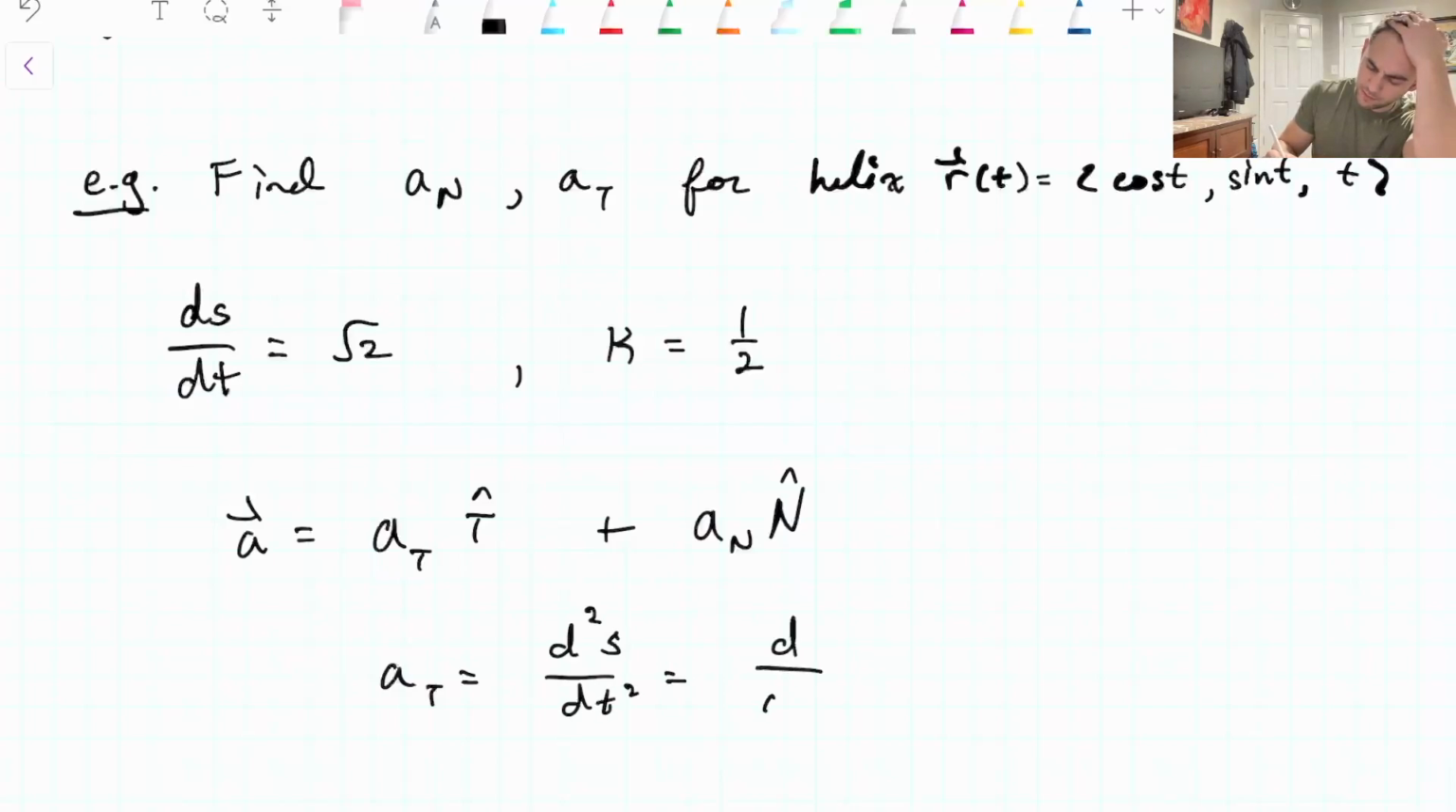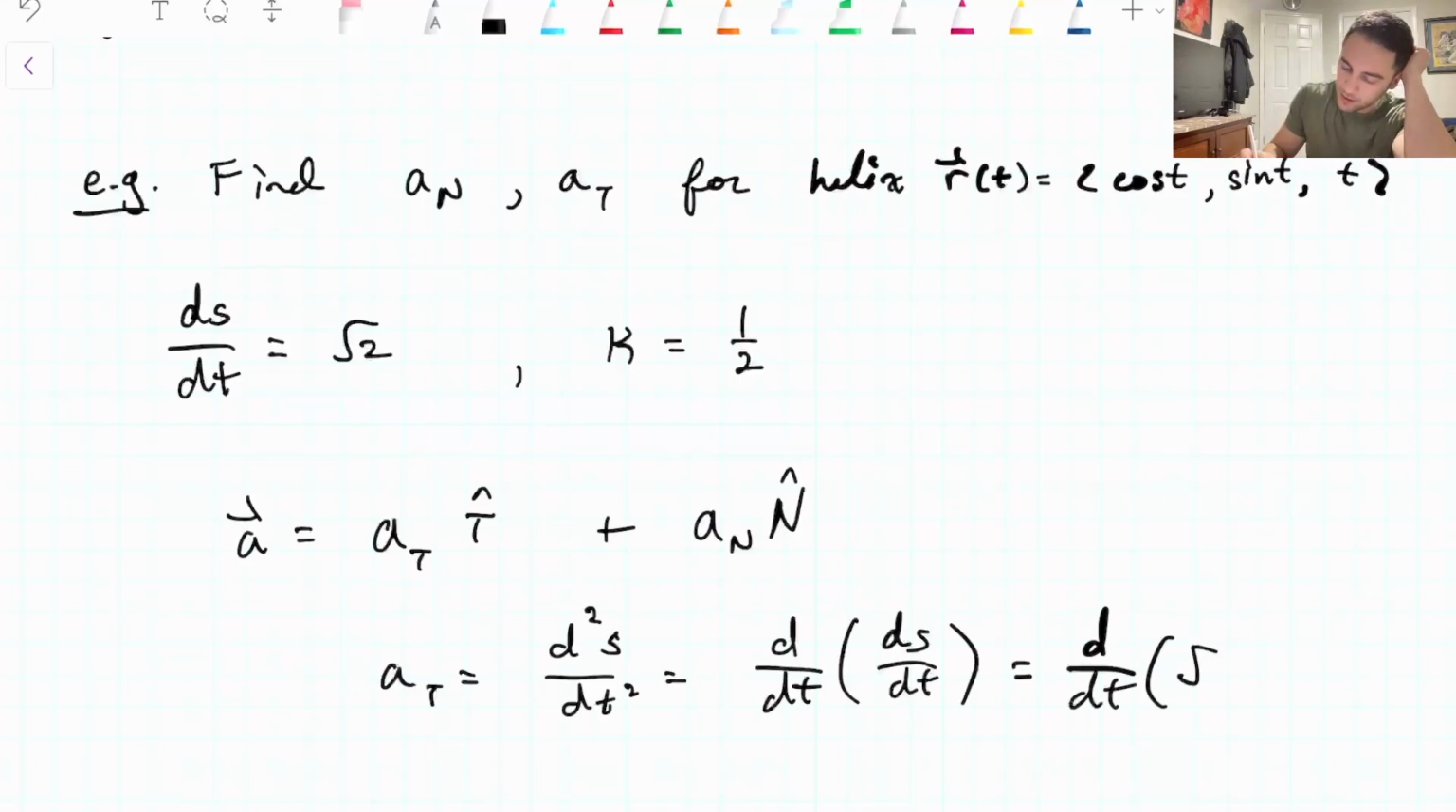Right, let me write it this way. I know that this d squared s dt squared is cumbersome Leibniz notation. All that it means is I am differentiating again the speed, but this particle has constant speed. A particle traveling along this helix with this parametrization has constant speed. I'm taking the derivative with respect to time of square root of 2, which indeed is 0. So this acceleration vector has no tangential component. It's pointing only along n hat.